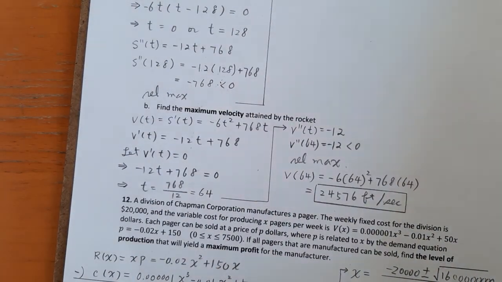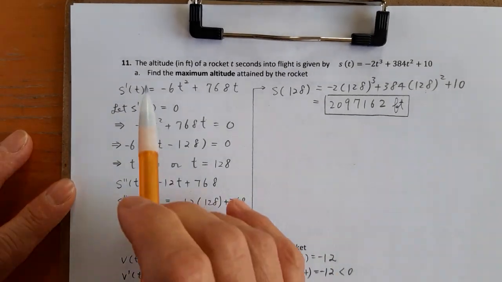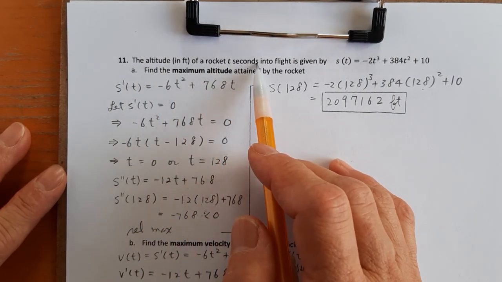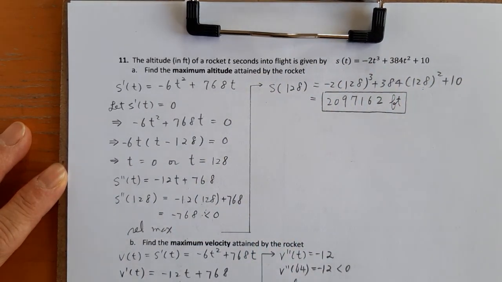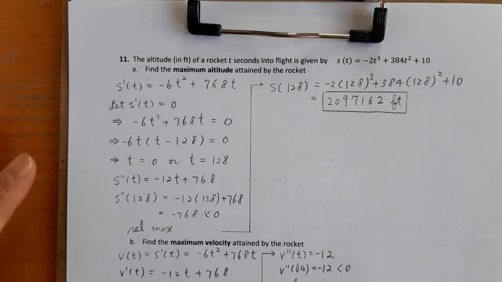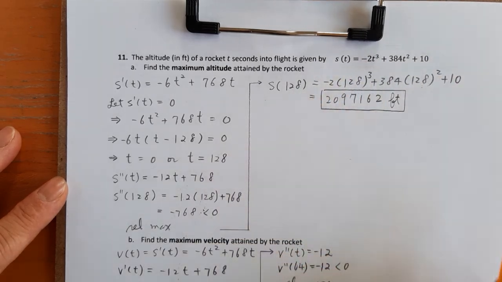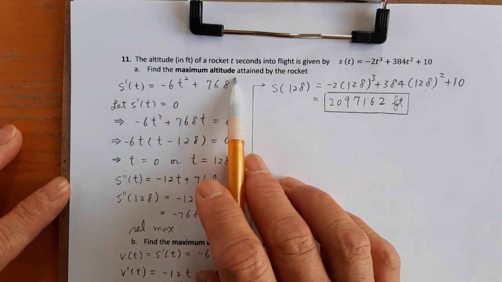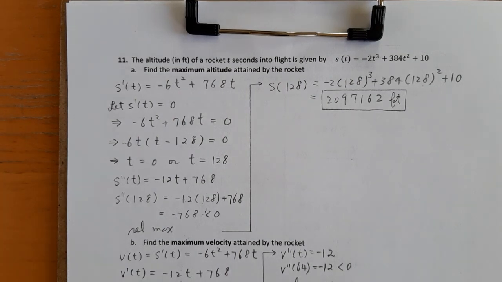Then next one, question 11. The altitude in feet of a rocket t seconds into flight is given by this function. After t seconds, the rocket altitude, the height, is so many feet. Degree is 3, a cubic polynomial function. Find the maximum altitude attained by the rocket. Maximum, so you can use the second derivative test.